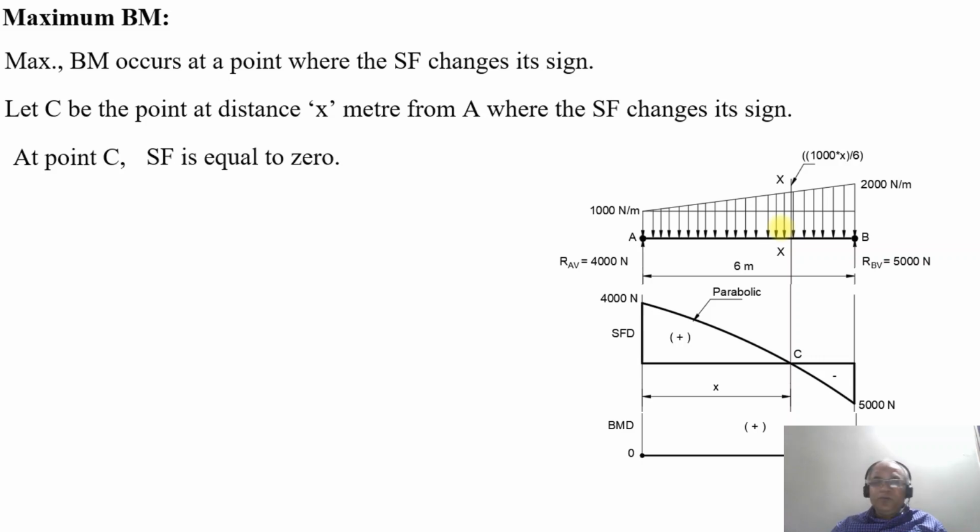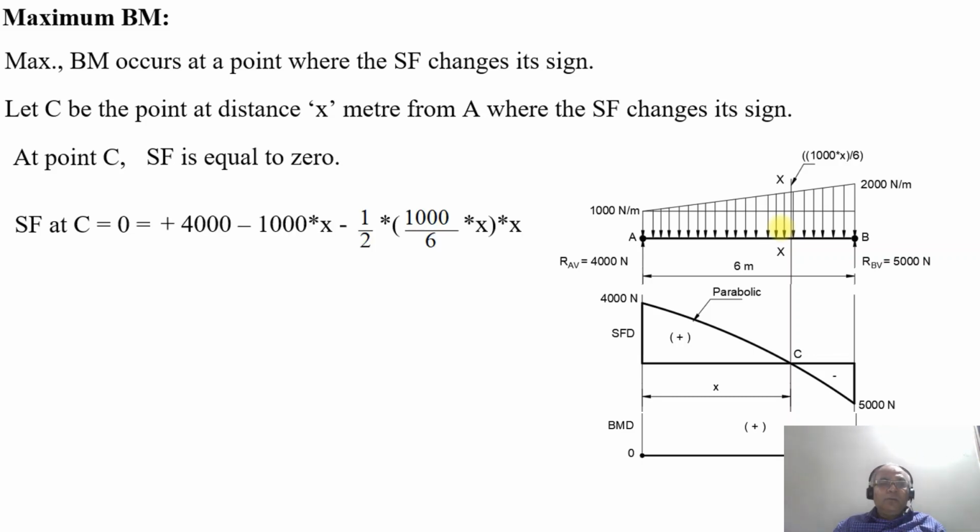So the shear force value will be 0 at that point. So what is SF at C? SF at C will be equal to plus 4000 minus 1000 into x minus half into 1000 into x by 6 into x. Because wherever you take the section, the value of that 1000 into x by 6 is going to remain the same, because you don't have any other load coming on this. So that is the reason why the height is going to remain as 1000 by 6 into x.